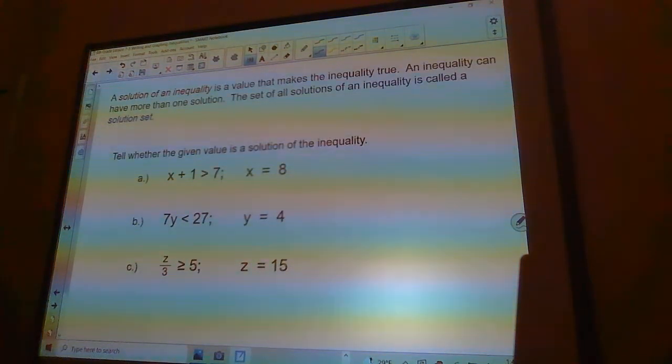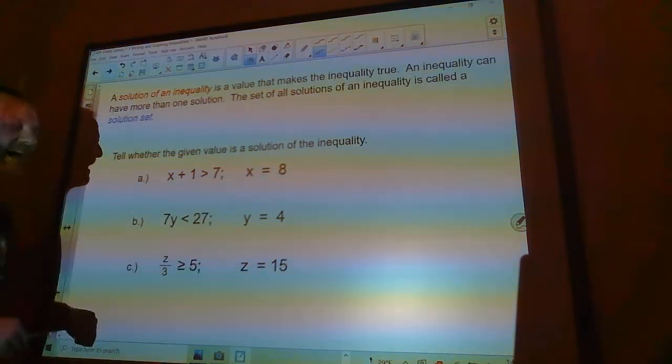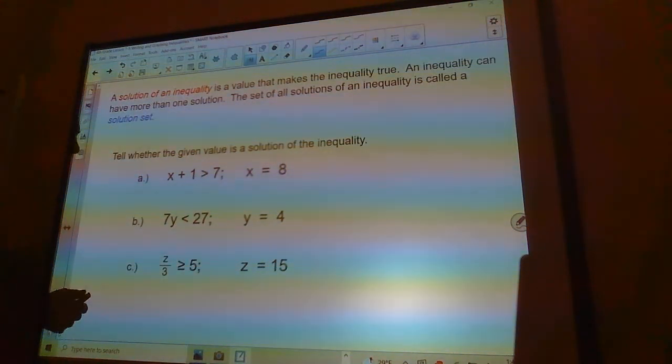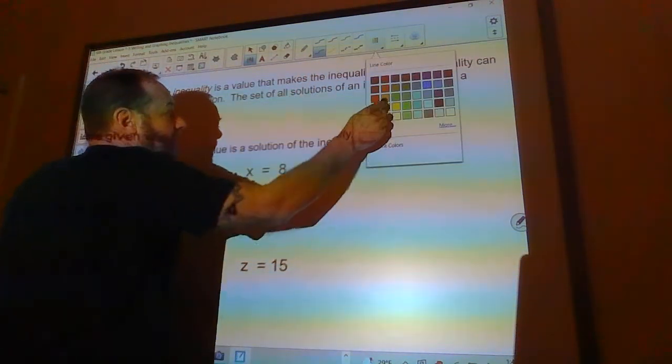Okay. A solution of an inequality is a value that makes the inequality true. Now, an inequality can have more than one solution. In fact, a lot of times they have an infinite number of solutions. The set of all solutions of an inequality is called a solution set. Tell whether the given value is a solution of the inequality. So on these, it's pretty simple. They're just giving you one value and saying, is that a solution to this? And so all you got to do is take it and plug it in.